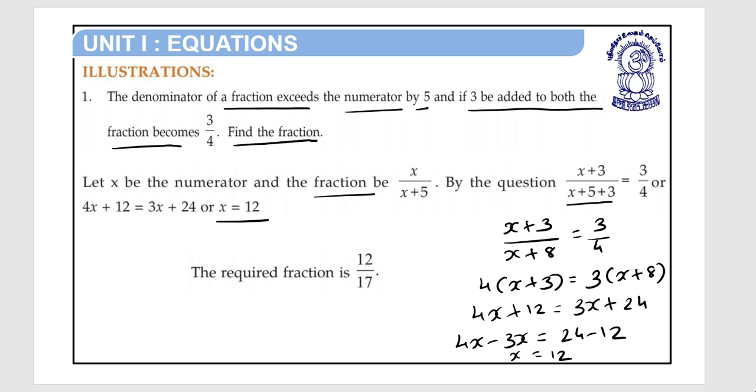So now the required fraction is x upon x plus 5. So x is equal to 12, 12 plus 5, 12 plus 5 is equal to 17. So the fraction is 12 by 17.